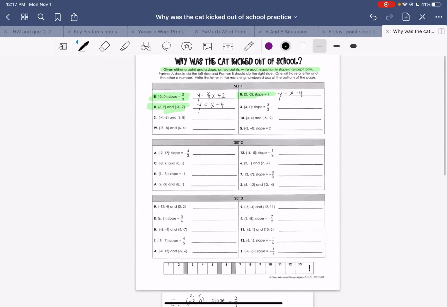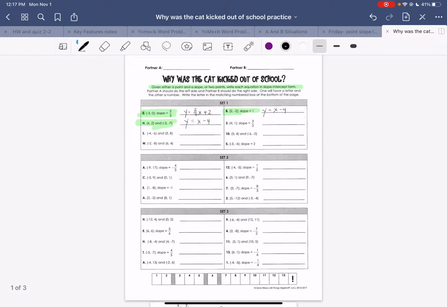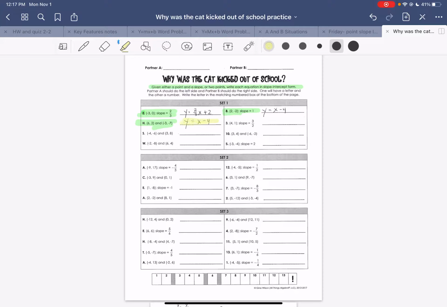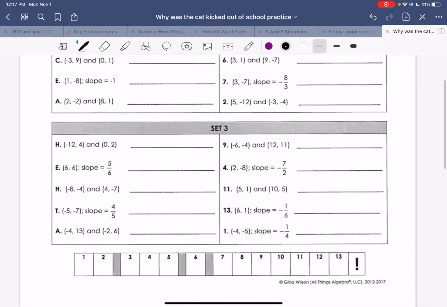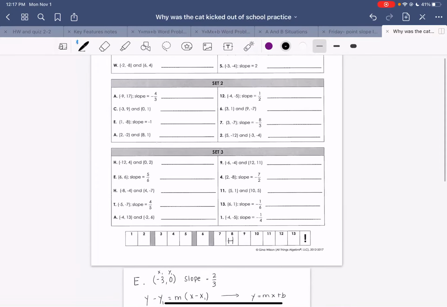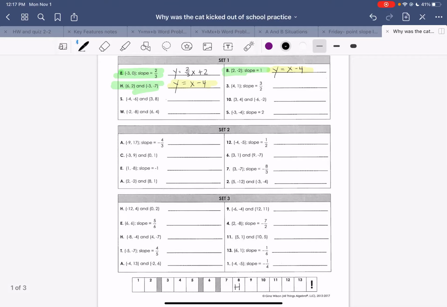Okay, so if you notice, this is how we're solving it. So once you find 2 answers that are the same, so we have y equals x minus 4 and y equals x minus 4. So on number 8 at the bottom, what letter am I going to write? H. The letter H. Okay, so it's a little riddle. Okay, so what you're going to do is work out each of these columns and try to find where they match up.